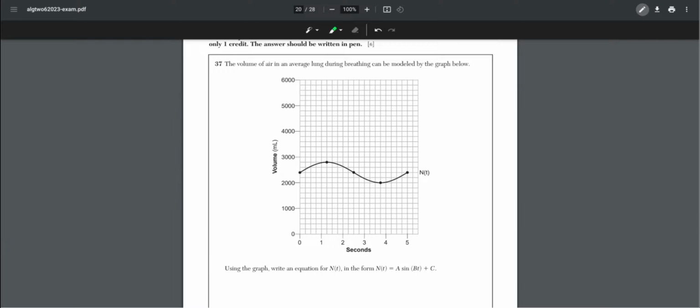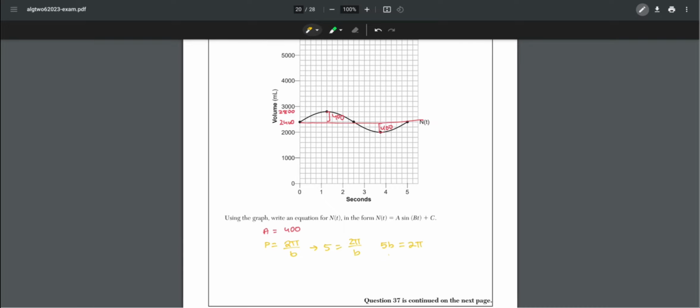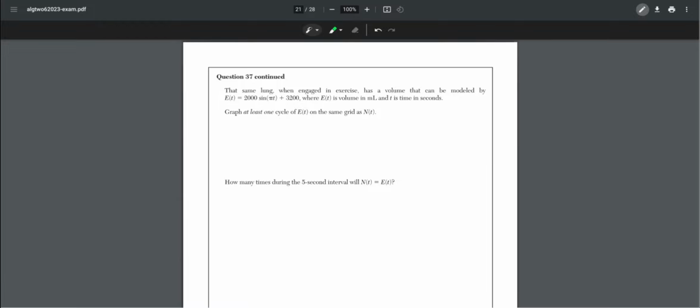Number 37. The volume of air in an average lung during breathing can be modeled by the graph. Write the equation in the form n of t is equal to a sine bt plus c. So we know a is the amplitude, which is 400, and we know the period is equal to 2 pi over b, and since the period is 5, 5 is equal to 2 pi over b. So b is equal to 2 pi over 5. And we know c is the y-intercept, which is 2,400. So our equation will be 400 times sine of 2 pi over 5 times t, plus 2,400.